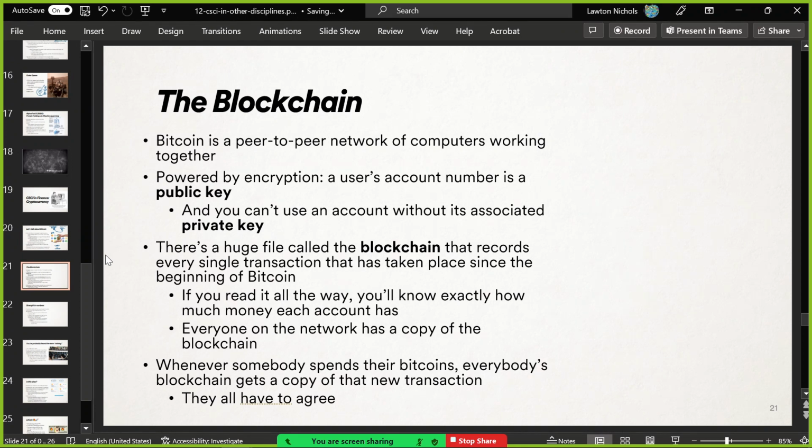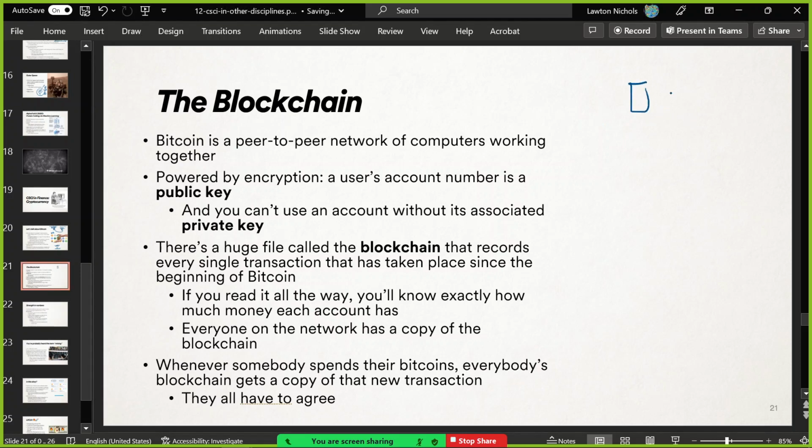Bitcoin is created on top of this place called the blockchain, and let's talk about that. So what Bitcoin is, it's a network. It's a bunch of computers connected together, working together to power this thing called the blockchain. And essentially it's just a bunch of computers talking to each other.